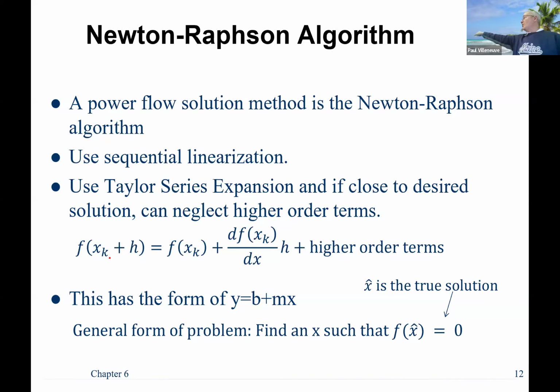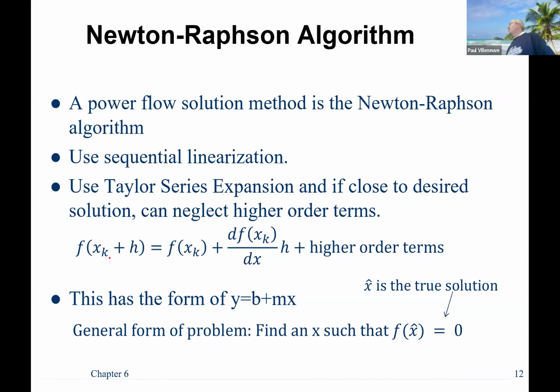So then you have to take the first derivative with respect to x times h, and then the second derivative times h squared, the third derivative, fourth derivative, fifth derivative, and on and on. But because we're using sequential linearization, we want to throw out our higher order terms. So if we're close, we can say that our equation there is just f of xk plus df of xk times h, and that's it. And that's a linear system.